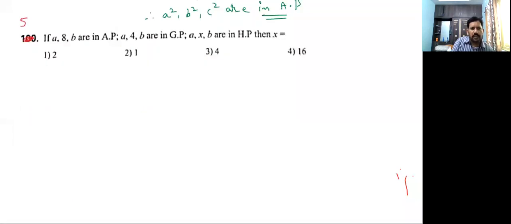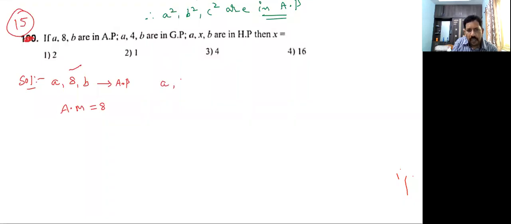Question number 15. What are they given? A, 8, B are in AP. A, 4, B are in GP. A, X, B are in HP. So here, A, 8, B are in AP means, what is the arithmetic mean? The arithmetic mean is 8 only. The middle one is the arithmetic mean.